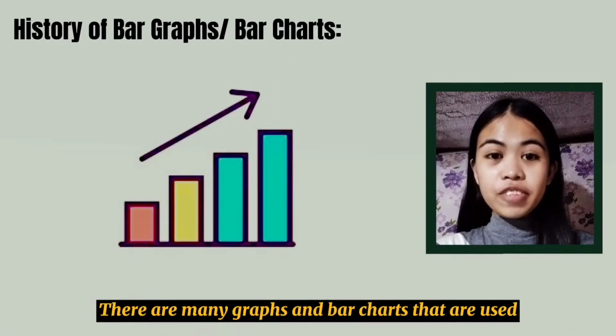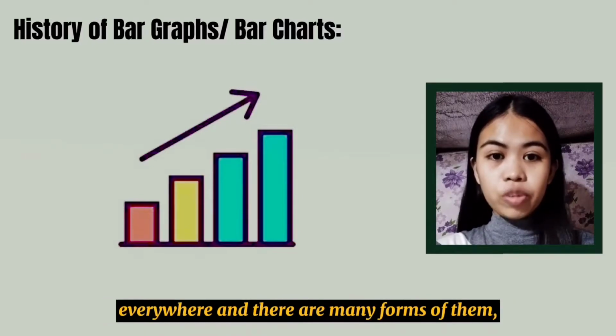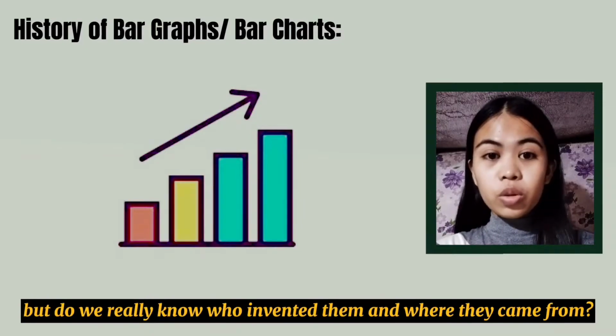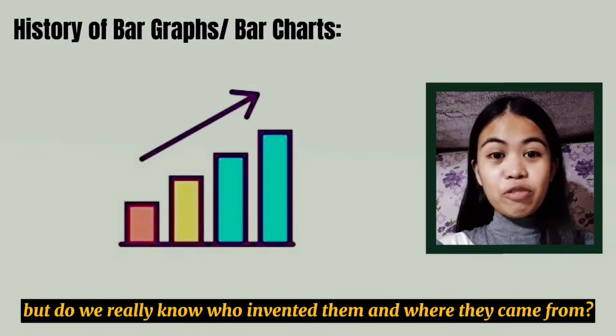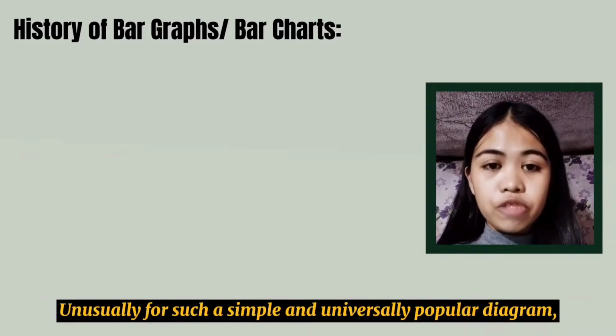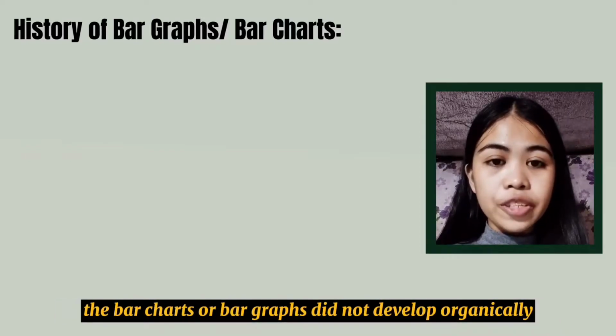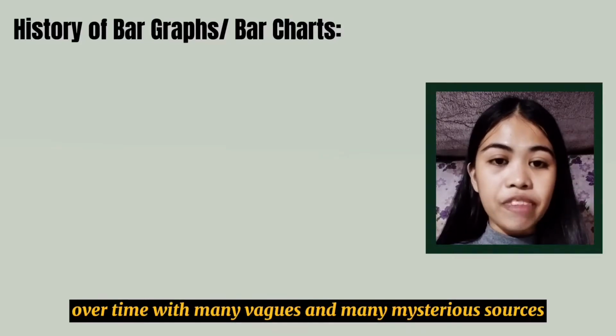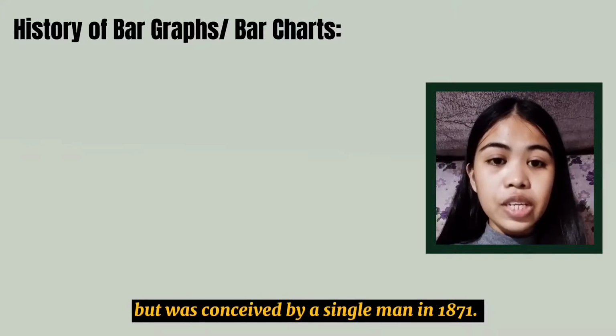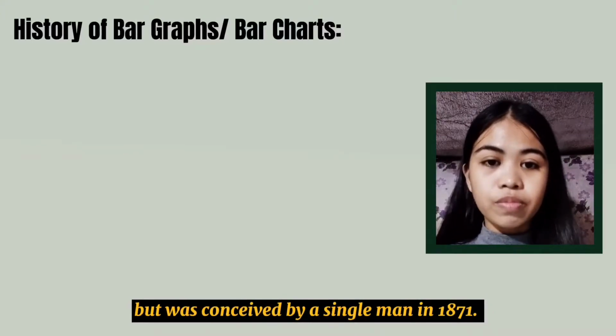There are many graphs and bar charts that are used everywhere, and there are many forms of them. But do we really know who invented them and where they came from? Unusually, for such a simple and universally popular diagram, bar charts or bar graphs did not develop organically over time with many vague and mysterious sources, but was conceived by a single man in 1871.